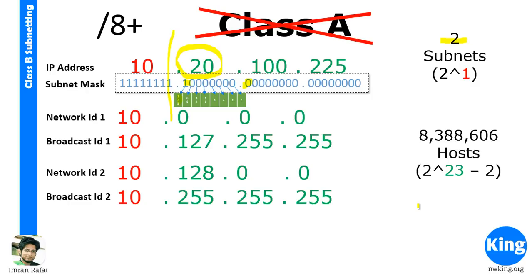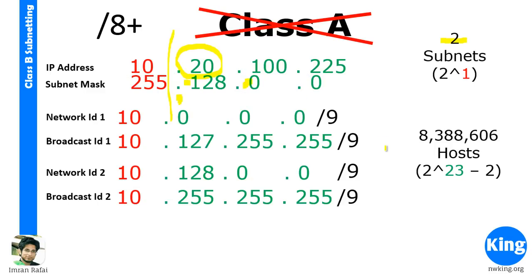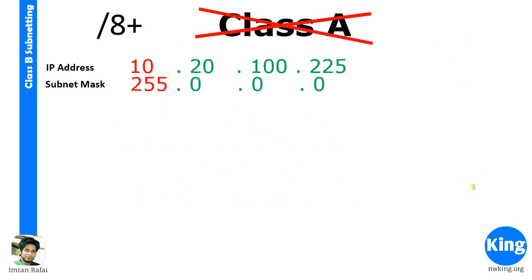Because of the changes that happened, because of this new borrowing, the subnet mask becomes 255.128.0.0. And of course, because one bit is borrowed, the slash 8 becomes slash 9, right? Fantastic. Let's take another example. All right, this time you guys are going to do it. I'm just going to run this animation.